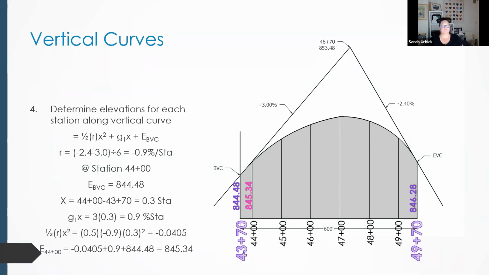All right, determining elevations. Let's take that first station at 44 plus 00. Oops, that was supposed to be hidden. Gonna reveal it as though it were magic. Our formula from before, remember it was R over 2 x squared plus G1, our first slope, x, plus the elevation at our starting point. Okay. So we needed to figure out the elevation at our starting point.